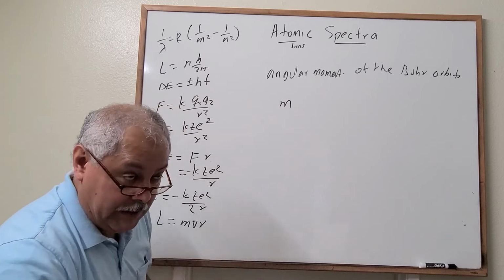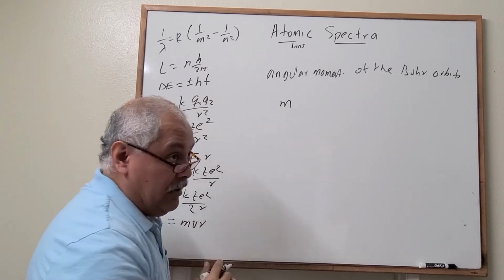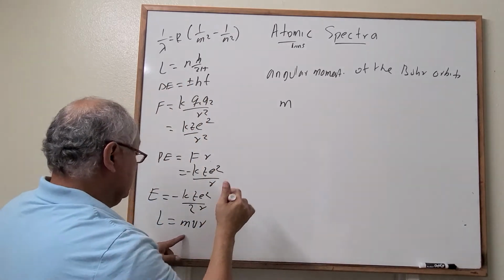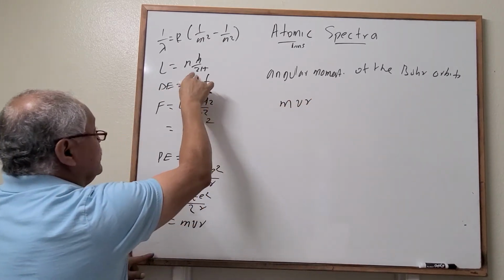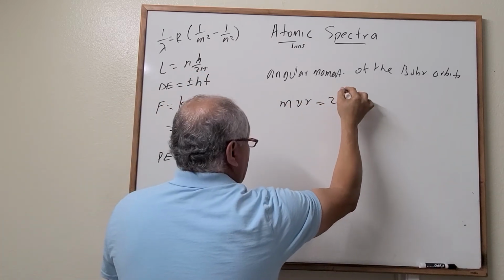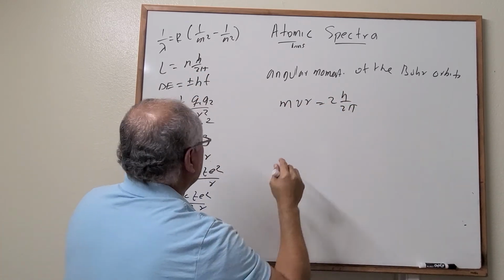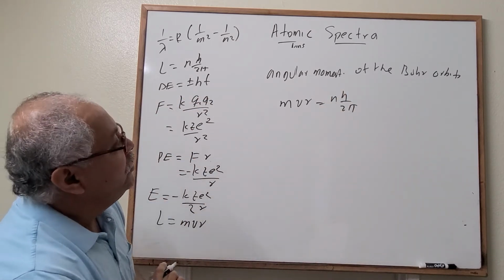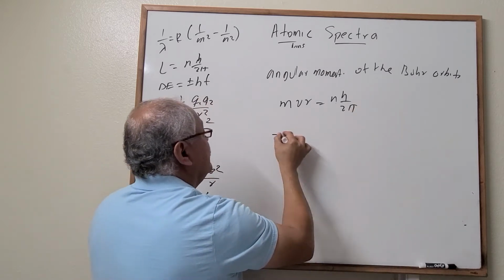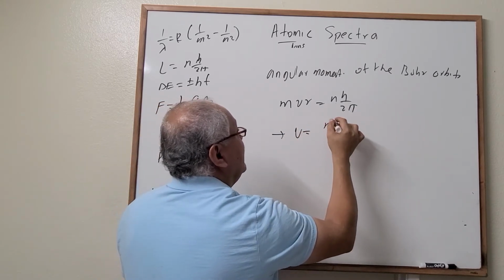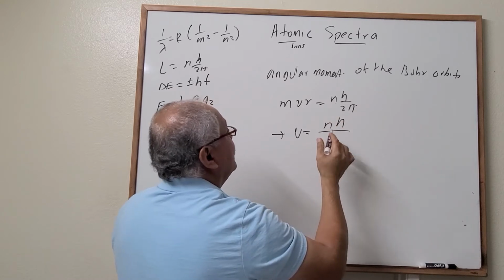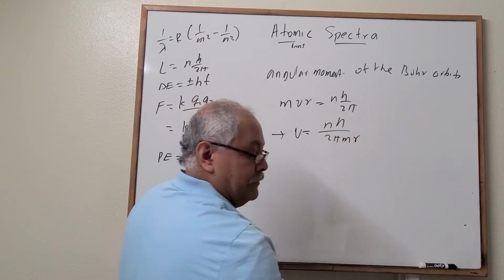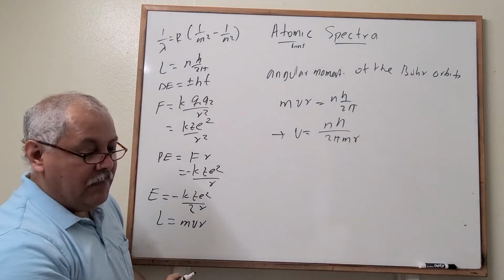According to the Bohr model, the angular momentum is quantized. We found, it's right here, that mvr must be equal to n h over 2 pi. Correct? From here, we solve for v. V is equal to n h over 2 pi mr. Correct?